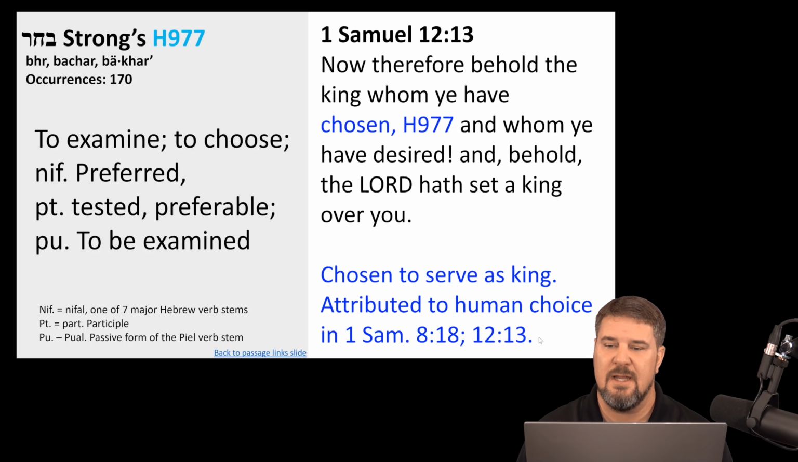1 Samuel 12:13, now therefore, and by the way, that guy being chosen by God is never listed in the New Testament as a good guy or a saint, okay? A lot of people think he went to hell. Not 100% sure on that, but he's definitely not one of the good guys. Now therefore, behold the king whom ye have chosen. Again, attributed to human choice here, attributed to God's choice elsewhere.